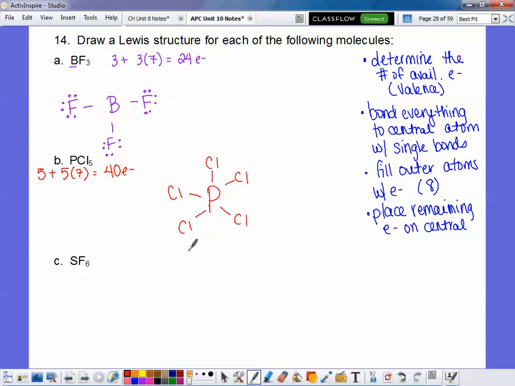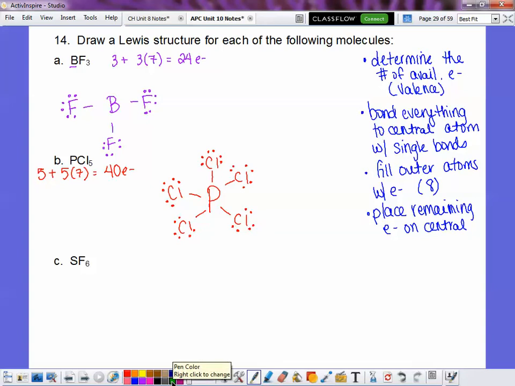Now let's make all of my outside atoms happy, putting lone pairs on them. And now before we figure out how many need to go on the central, let's count how many we've used. Well, we used 2, 4, 6, 8, 10 for the bonding, and then 12, 14, 16, 18, 20, 22, 24, 26, 28, 30, 32, 34, 36, 38, 40. We've used all 40 electrons, so we're done. Phosphorus is expanding its octet.